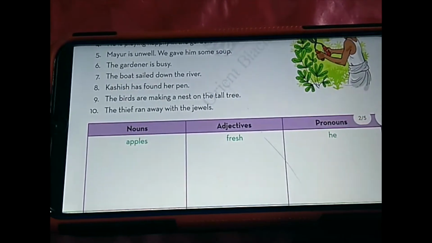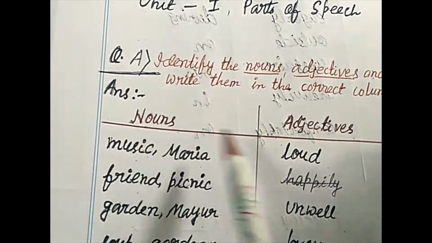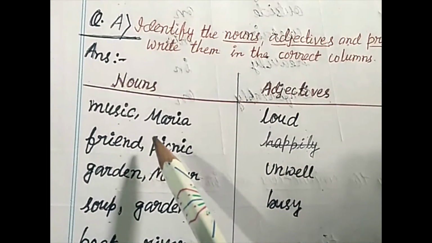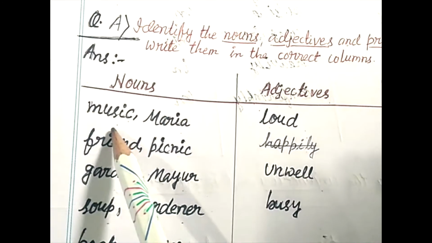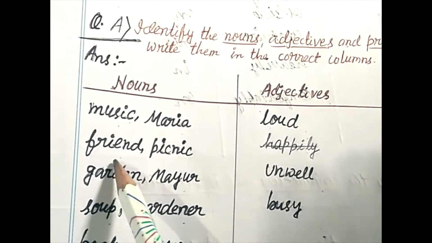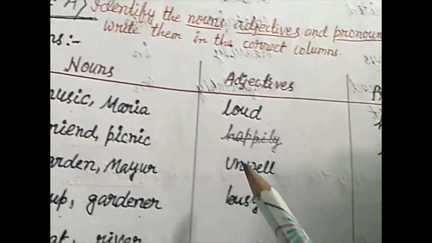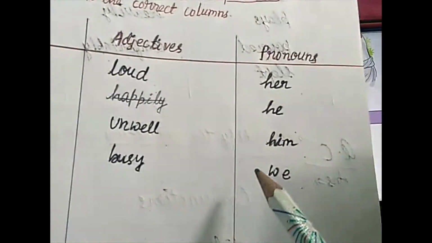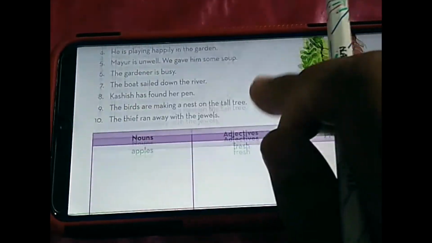So let me show you how you have to prepare it in your copy. Like this, students, you have to prepare three tables: nouns, adjectives and pronouns, and you have to write. You can see in the noun column from the second sentence: music, Maria, friend, picnic, garden, Mayur, Shubh, gardener. Adjectives: loud, unwell, busy, her. Pronouns: her, he, him, we, her. So in this way you have to write in your copy.